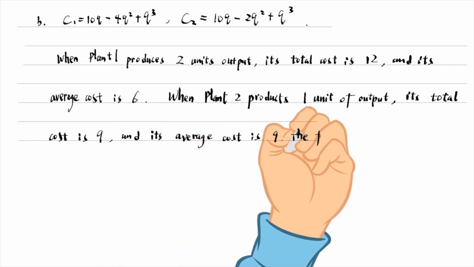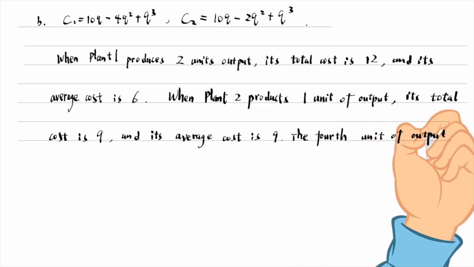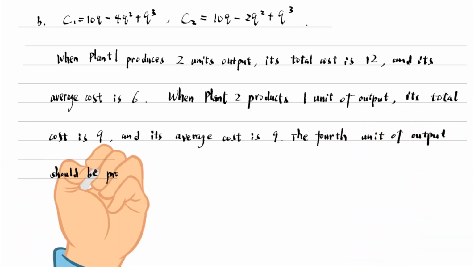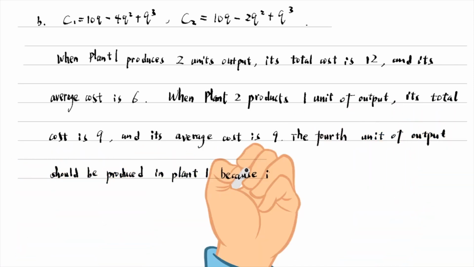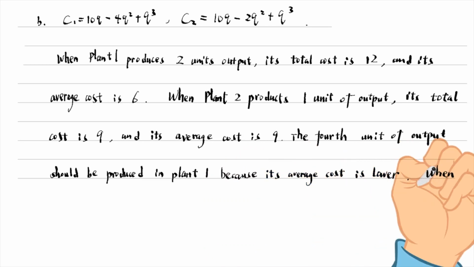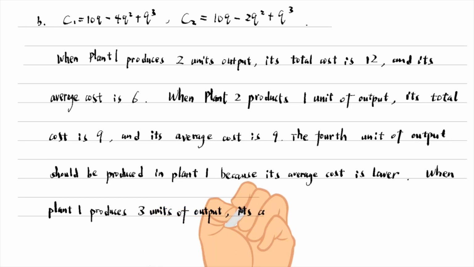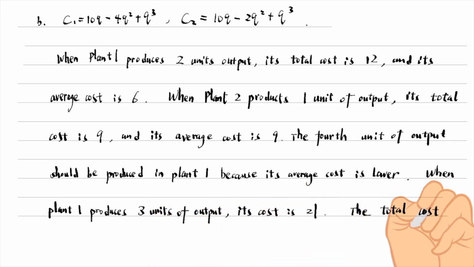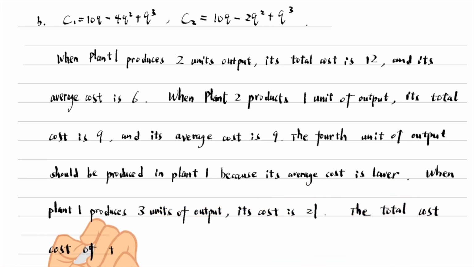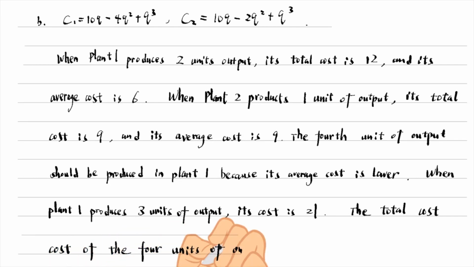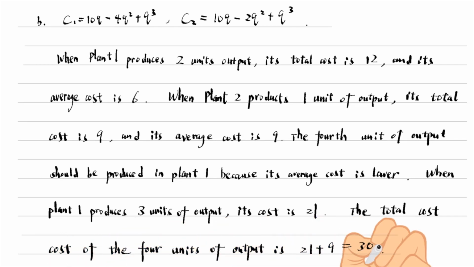The 4th unit of output should be produced in plant 1 because its average cost is lower. When plant 1 produces 3 units of output, its cost is 21 and its average cost is 7. The total cost of the 4 units of output is 30.